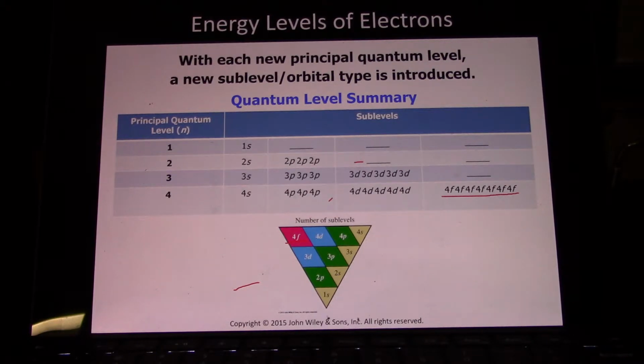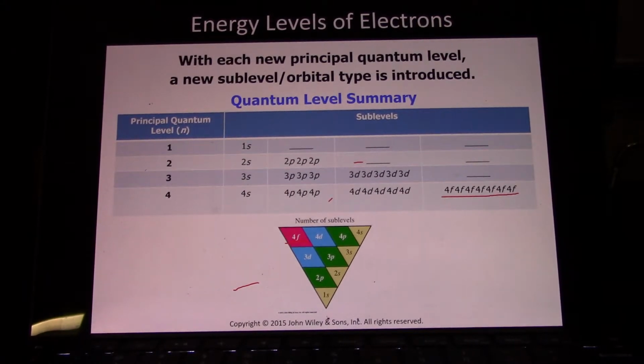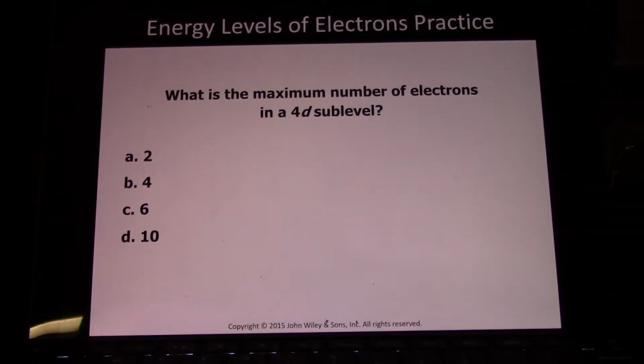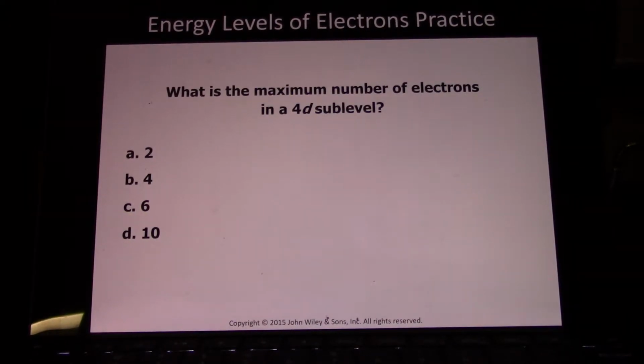And again, the PowerPoints don't even go into the shape or drawings of the f orbitals. That would come up in the third-year chemistry class. So what is the maximum number of electrons in a 4d sublevel? Well, a d sublevel can have 5 orbitals, and each orbital can have 2 electrons. That's 10 total.